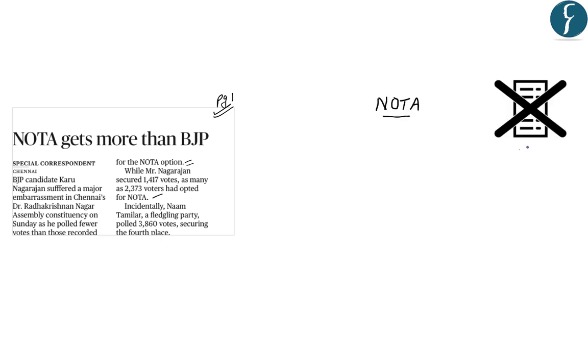The symbol of NOTA is this, and it is usually present in our electronic voting machines. If you look at our EVM, you have a candidate name and the symbol of the political party to which the candidate belongs. So you'll have names and symbols. Now one of them is NOTA, and the symbol of NOTA is this. Now what is this symbol? NOTA stands for none of the above.